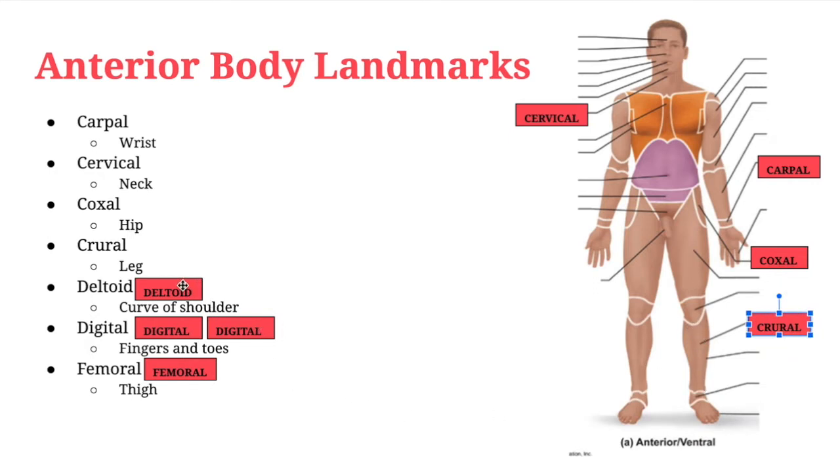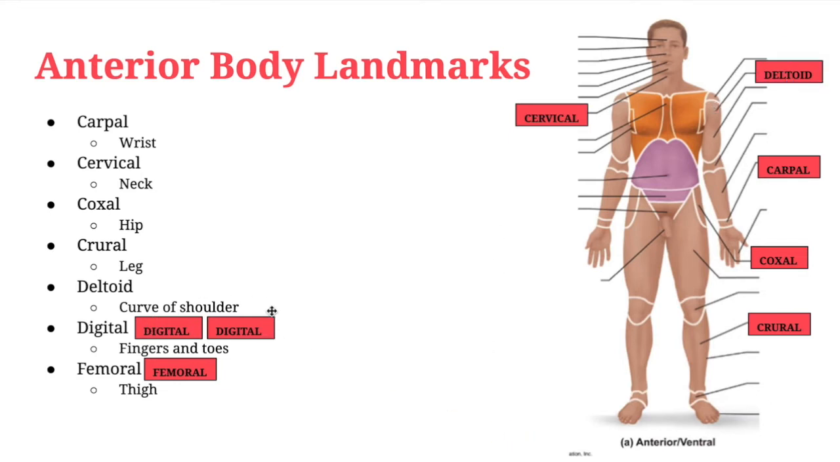Deltoid is the curve of the shoulder. So don't get deltoid and acromial confused. Acromial is the very top point of the shoulder. Just below that would be deltoid. Your shoulder muscle, the cap of your shoulder, is a deltoid muscle, which is where this name comes from. A delta is a triangle, so part of where the deltoid muscle got its name is from the fact that it's triangular shaped. So this second line down on that side is for deltoid.